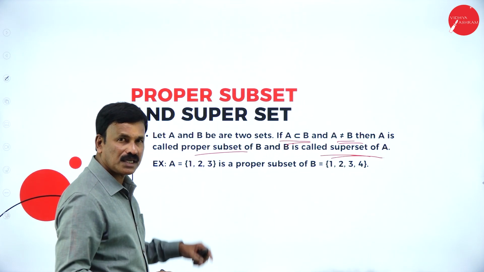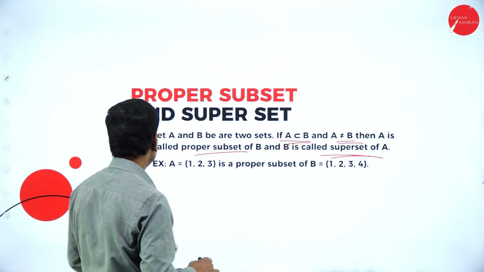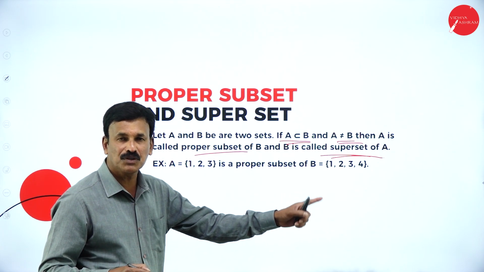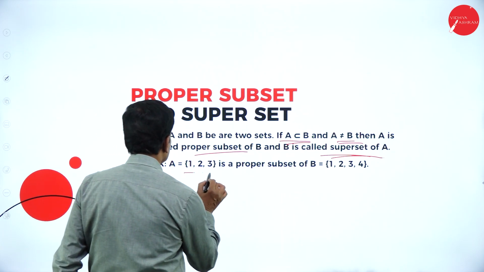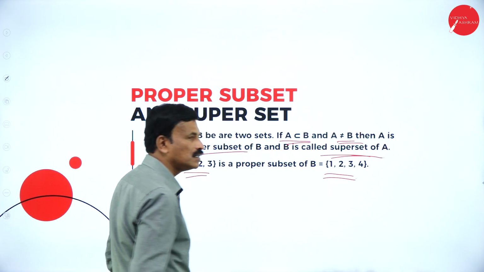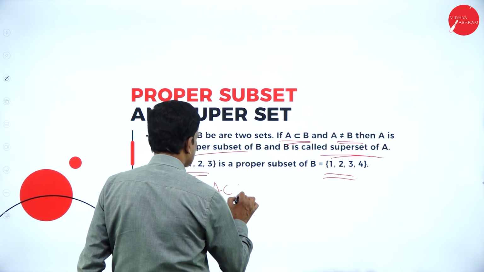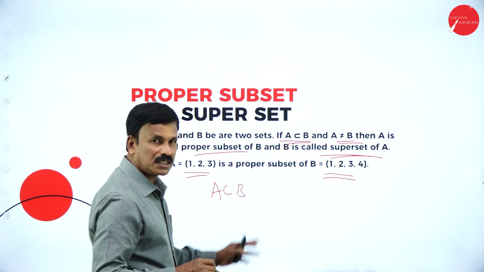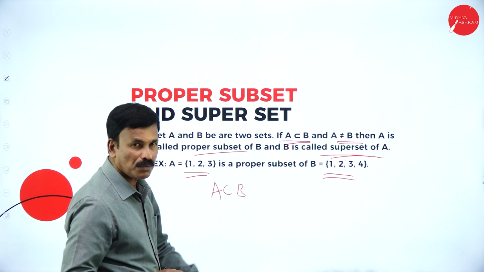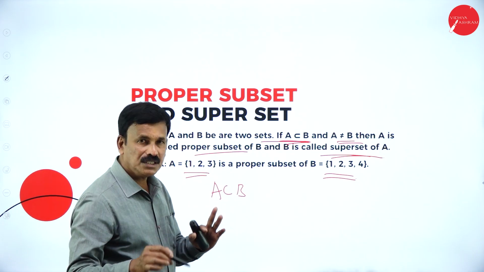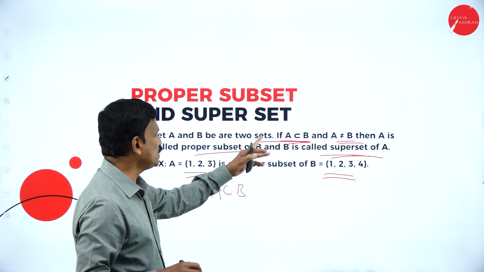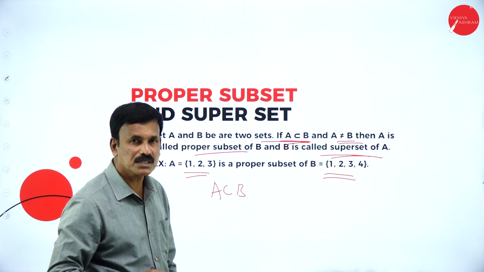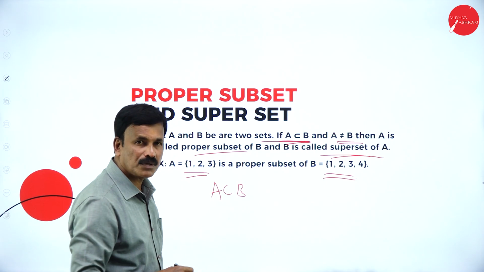Now let us consider an example. If A is equal to {1, 2, 3}, then A is a proper subset of B. What is B? B contains 1, 2, 3, 4. All the elements of A are the elements of the set B, so A is a subset of B, because A contains 1, 2, 3 which are the elements of the set B {1, 2, 3, 4}. Therefore, A is called the proper subset of B. If A is a subset of B and A is not equal to B, then A is called the proper subset of B. This is an example for a proper subset.